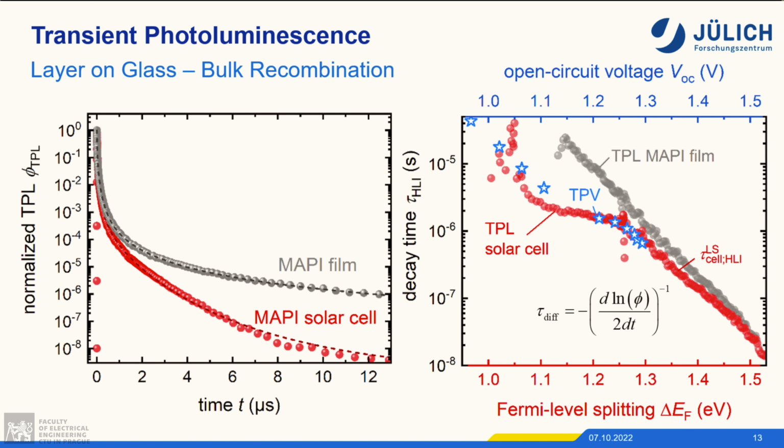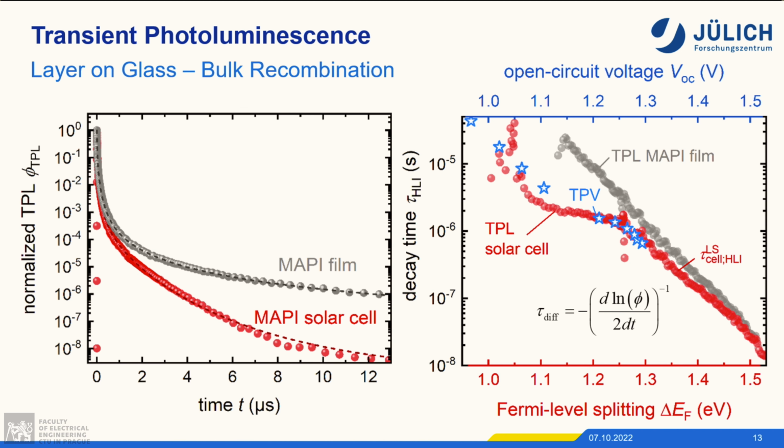Okay, now this is what real data looks like. If you do this, and if you're sufficiently patient and measure for a sufficiently long time, you get a really nice dynamic range of up to 8 orders of magnitude here. Yeah? And the gray data is the film, and the red data is the perovskite solar cell. Okay, and now on the right, you see the same thing, but plotted in this way that I explained before, as a differential decay time.